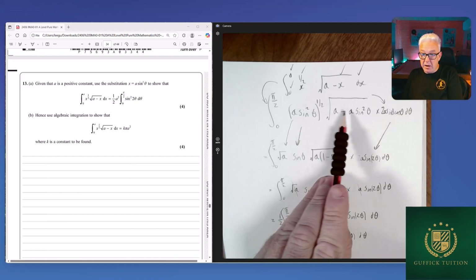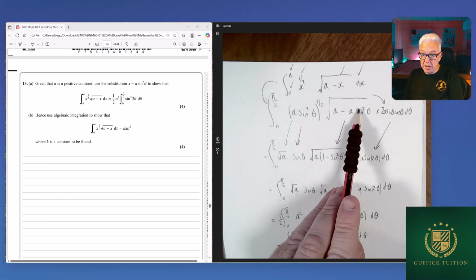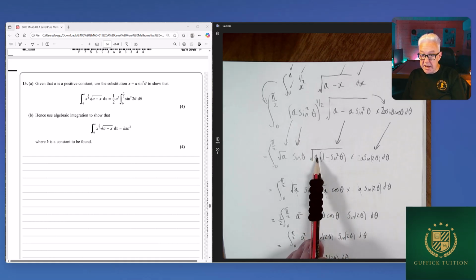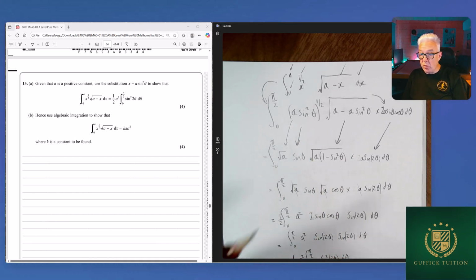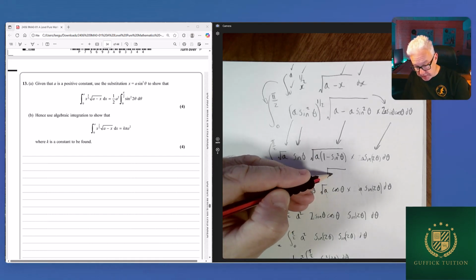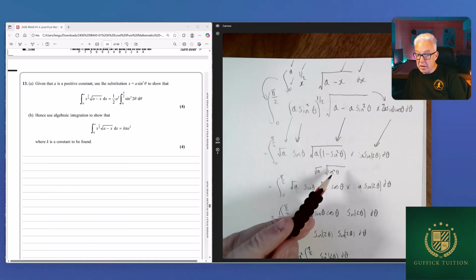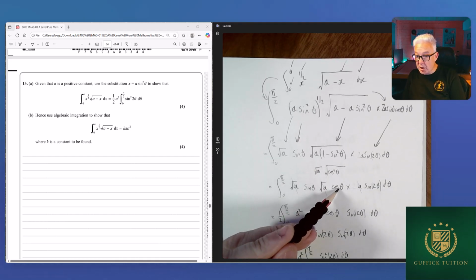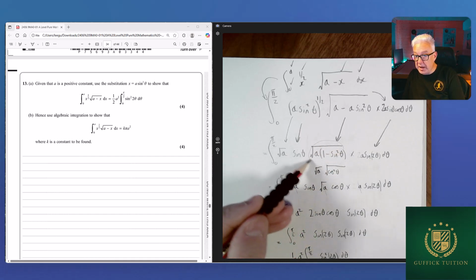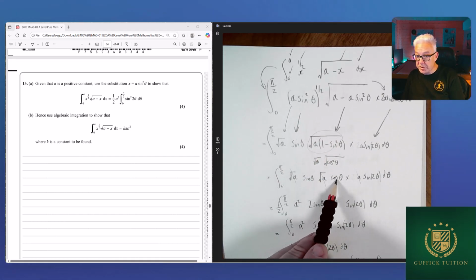Here, I'm going to take out a common factor of a, because that's looking suspiciously like 1 minus sine squared. So when I take out a factor of a, I've got 1 minus sine squared. And 1 minus sine squared is cos squared. So we've got the square root here of cos squared theta times by the square root of a. So the square root of cos squared is just cos. Okay, so this whole thing here simplifies into root a times cos theta.